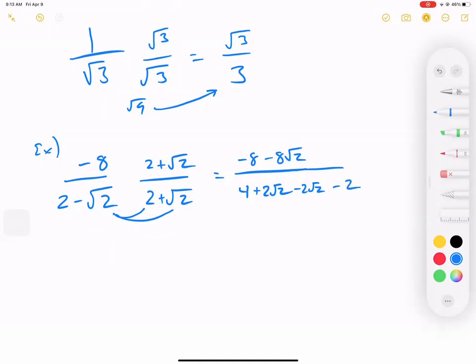Hopefully you can see here that our middle terms always cancel out. The reason why is because we're smart enough to choose the conjugate to multiply by. And let's go simplify it. Negative 8 minus 8 square root of 2 all over 4 minus 2 is a positive 2. And then we can always reduce this afterwards. Negative 4 minus 4 square root of 2.